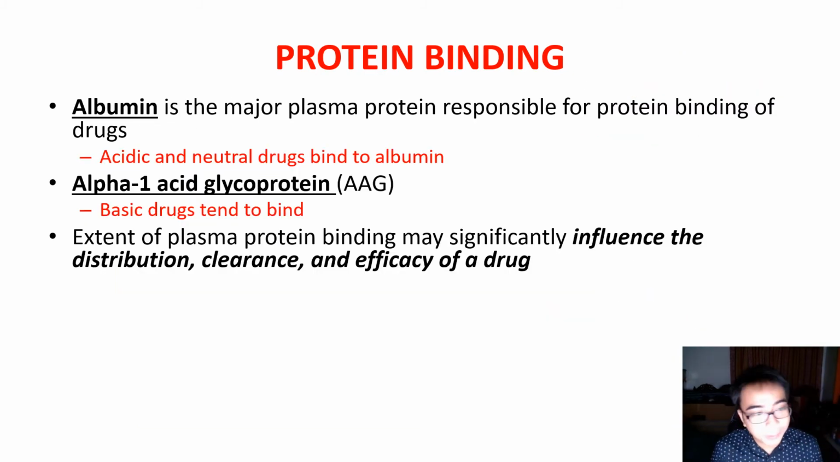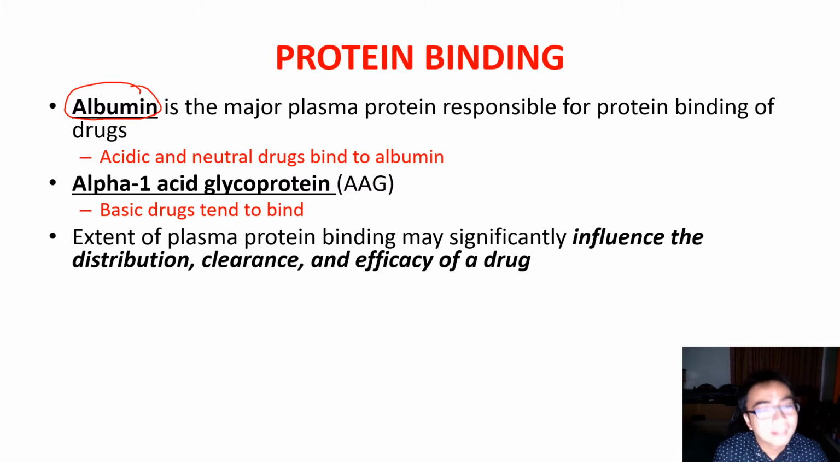Now, what are the proteins, class, in the bloodstream where most drugs bind to? There are two major proteins in the bloodstream: albumin and alpha-1 acid glycoprotein. Between the two, mas prominent si albumin. Ito yung major protein that binds to most drugs in the market.